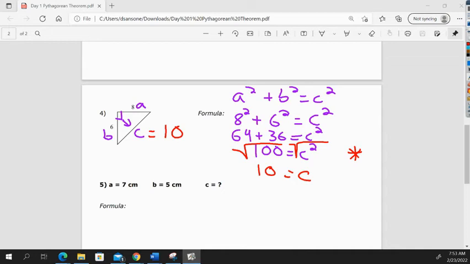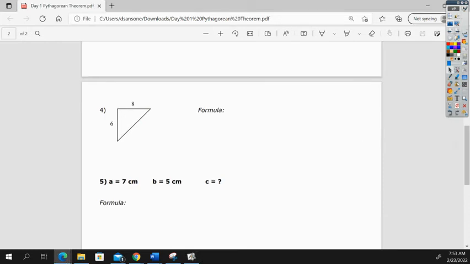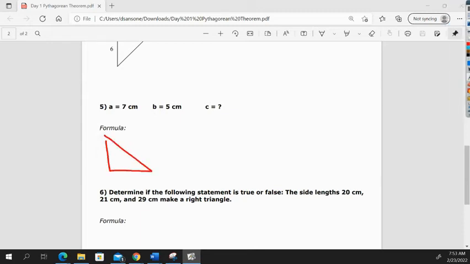Let's try to do one more like that before we show you how to find the missing legs. All right, I'm going to scroll down. All right, let's look at number 5. So for number 5, it's the same thing. They didn't draw me a picture, so I'm going to draw myself a picture. If I was you, I'd draw it as well. They have not given me C, so I'm going to leave C as is. A is 7, B is 5.